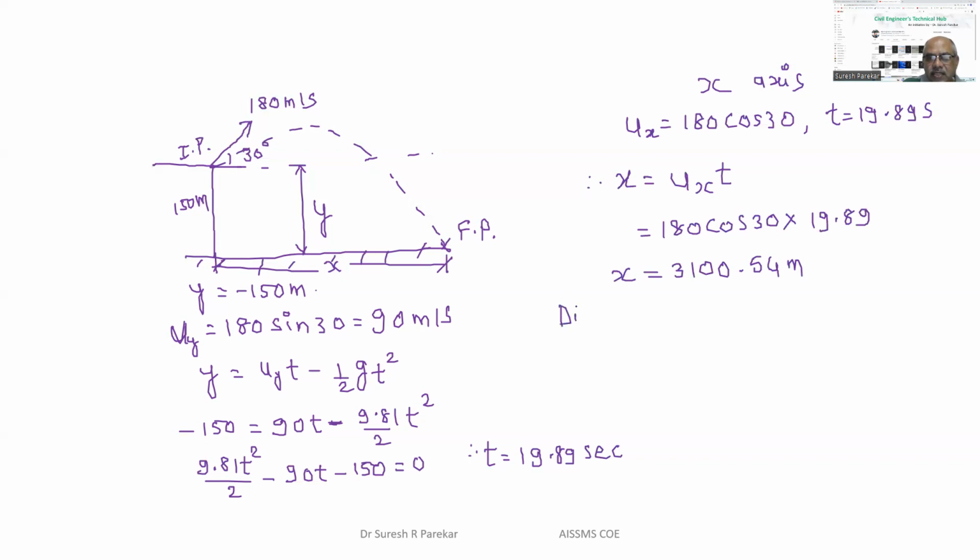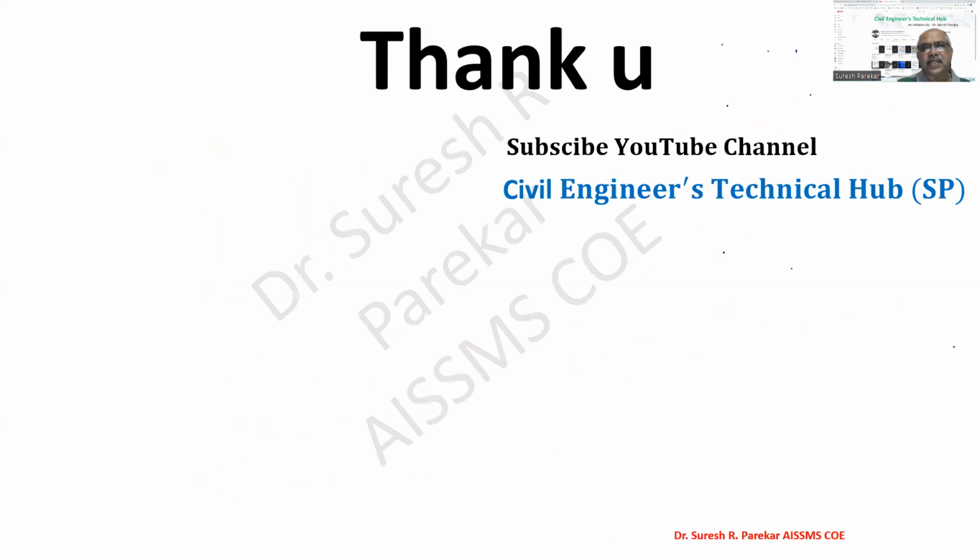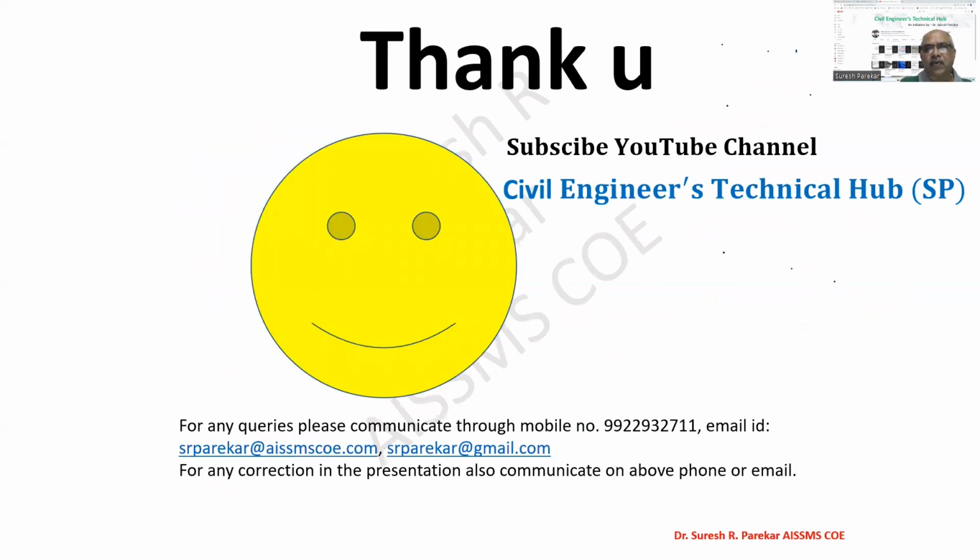And question, you can see horizontal distance from the gun point. So distance between gun point and projectile at ground is 3100.54 meters. So likewise, you have to make clearly into two parts, that is along X and along Y.